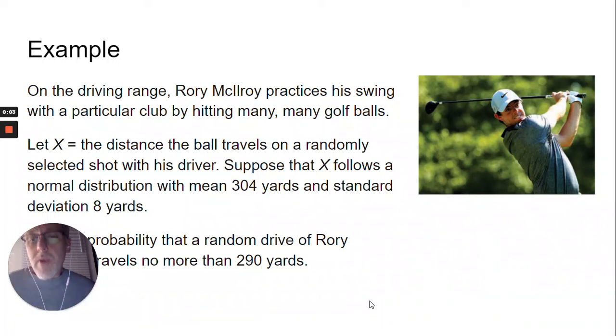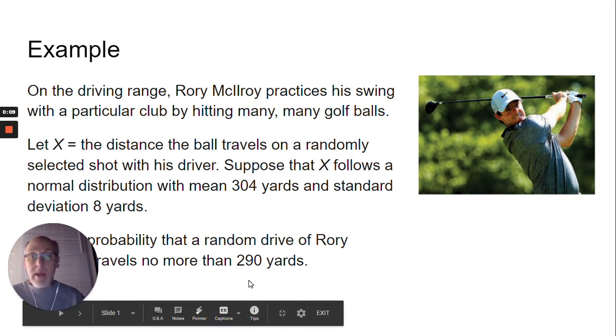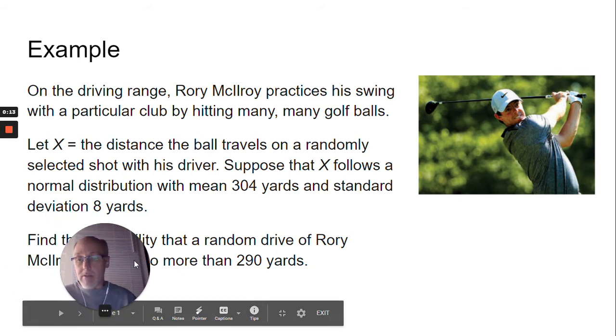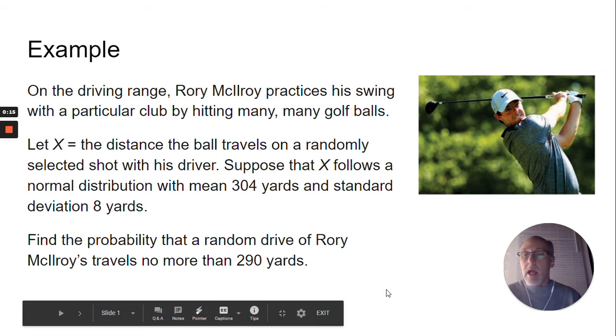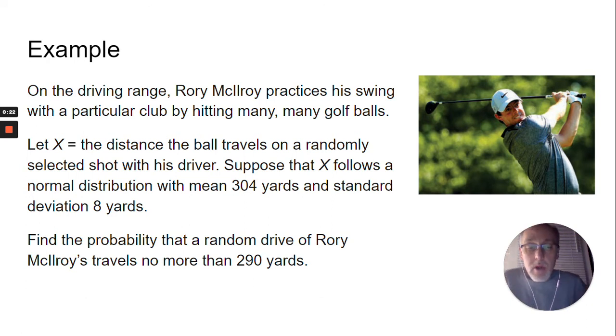So let's look at a problem about normal distributions. On the driving range, Rory McIlroy practices his swing with a particular club by hitting many, many golf balls. Let x equal the distance the ball travels on a randomly selected shot with his driver. Suppose that x follows a normal distribution with a mean of 304 yards and a standard deviation of 8 yards.